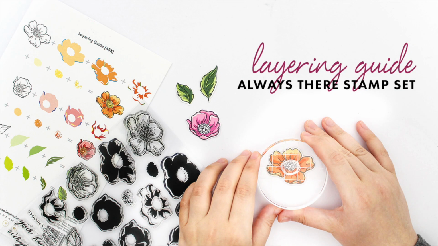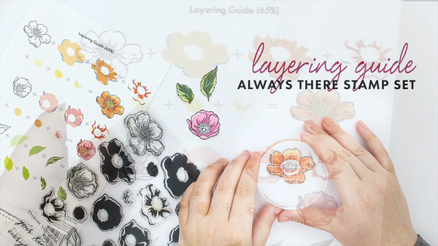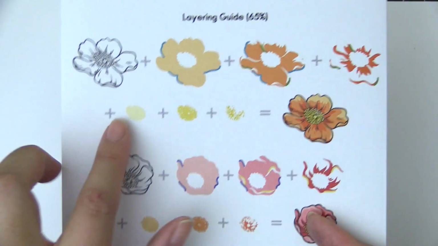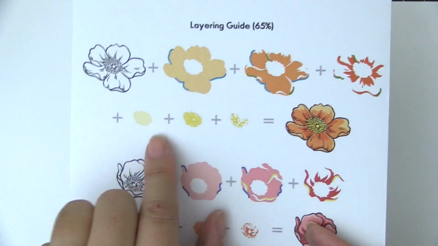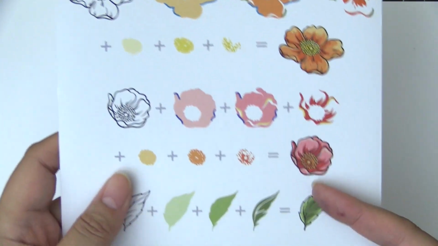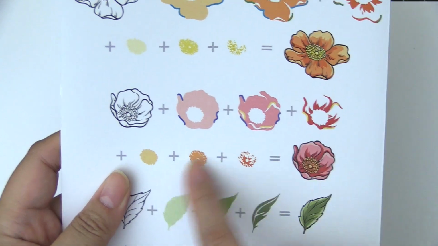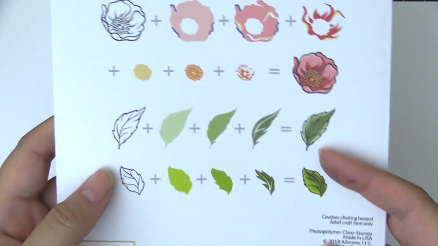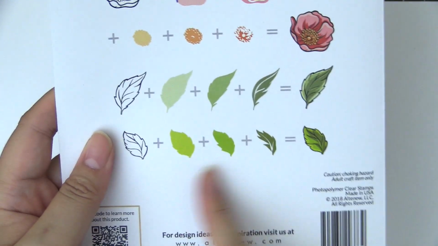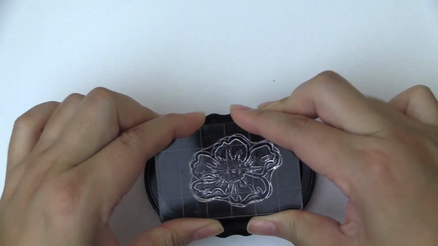In this video, I'm going to walk you through how you can stamp the layering images from the Always There stamp set. You can also refer to the layering guide included in this set on the back of your packaging. I'll walk you through how you can stamp two included flowers and one of the leaves. So we will start with the large flower from the set.